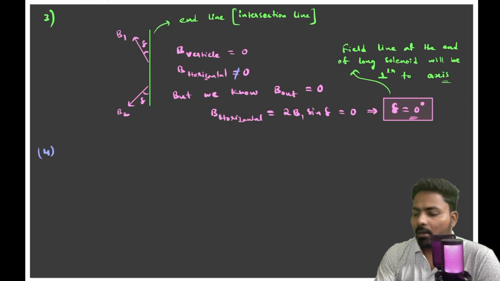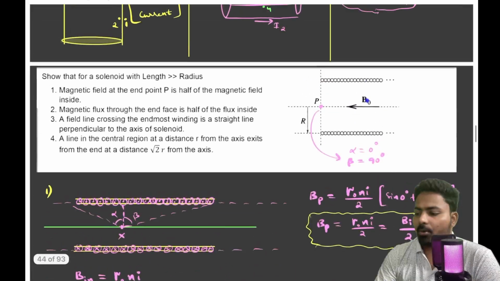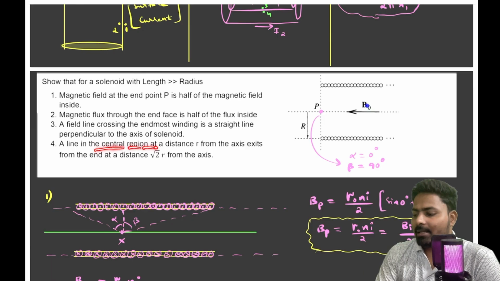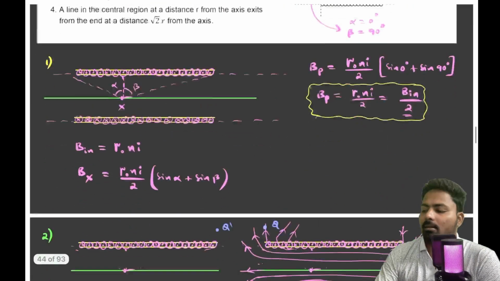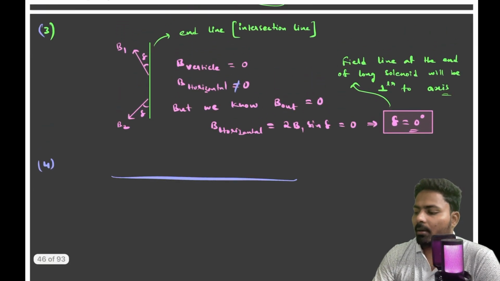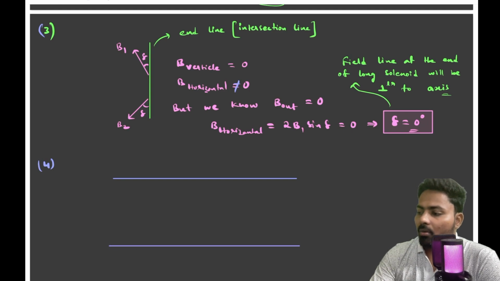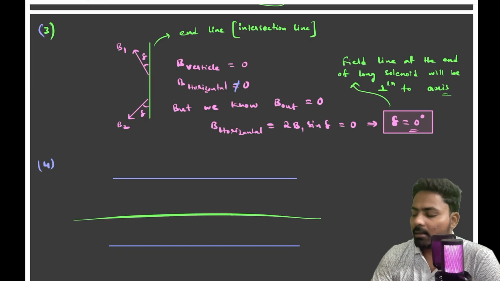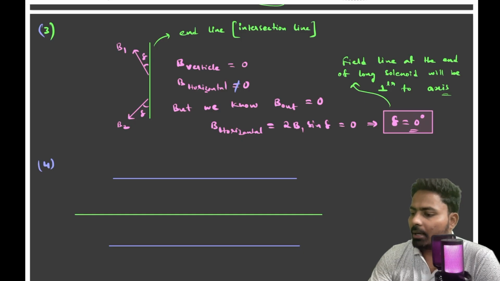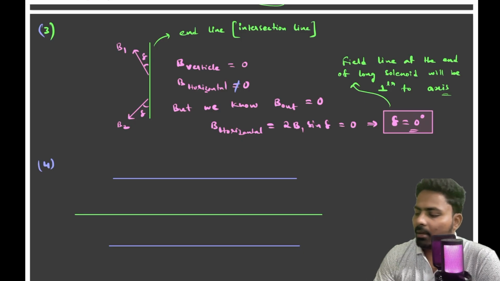Now going to the fourth point that they're asking us to prove, that a line in the center region at a distance r from the axis exits from the end at a distance of root 2r from the axis. This is also one very important point, which can be proved with the help of the magnetic flux concept. Let's say this is the solenoid that I've taken, and this is the axis that we have. Now let me take a field line over here.